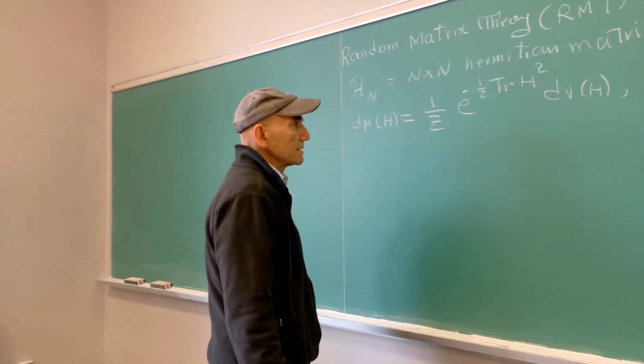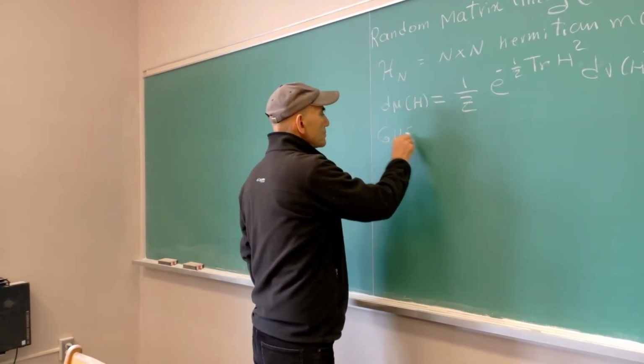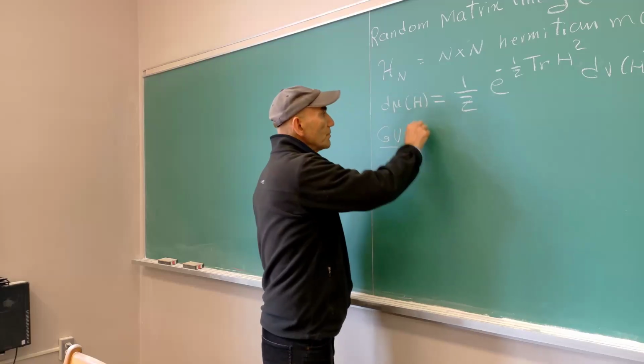Okay, so that's that. This is called the GUE, for Gaussian unitary ensemble, which is this one.